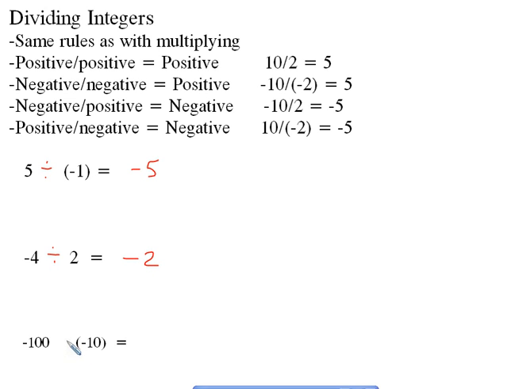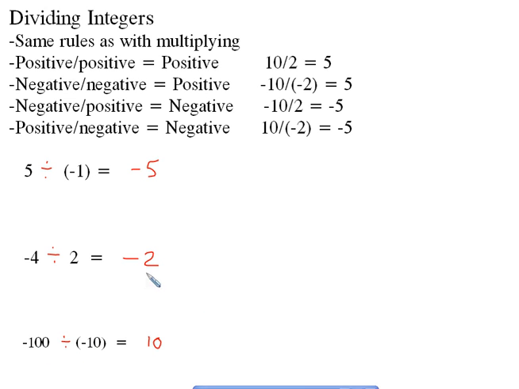And this one here is actually a little bit easier to figure out on some level. Negative 100 divided by negative 10. So how many times does negative 10 go into negative 100? Well, that just goes in 10 times, because you can fit 10 negative 10s into negative 100.